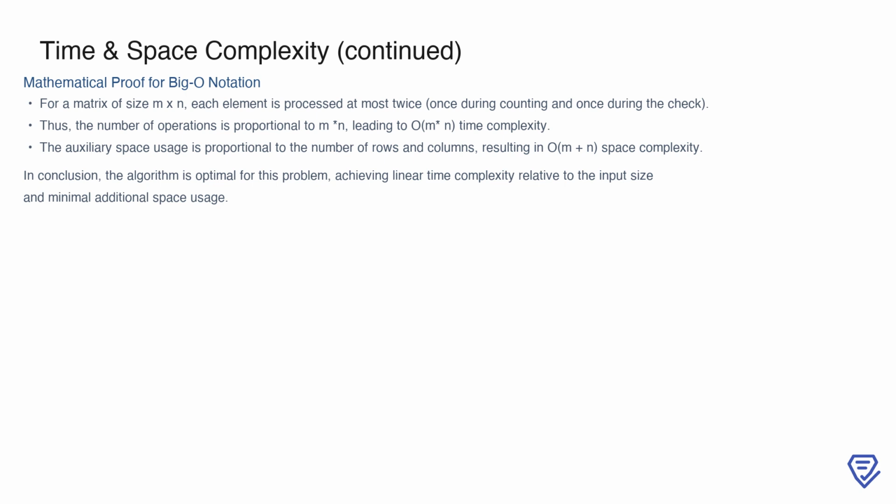To mathematically validate the big O notation, consider that for a matrix of size m x n, each element is processed exactly twice, once during the counting step and once during the loneliness check. This means the total number of operations is directly proportional to the size of the matrix, confirming the time complexity is O(m*n). For auxiliary space, the algorithm uses O(m) for the row counts and O(n) for the column counts, resulting in O(m+n) space complexity.